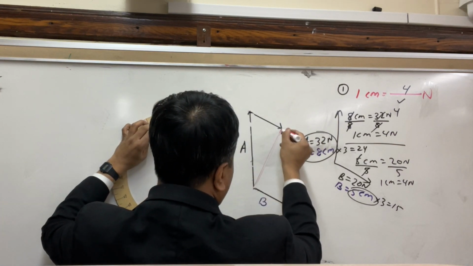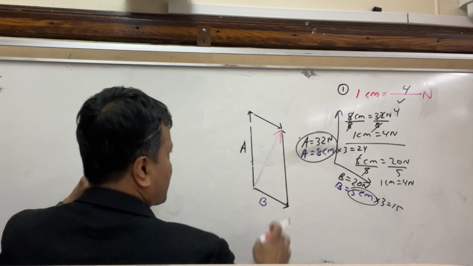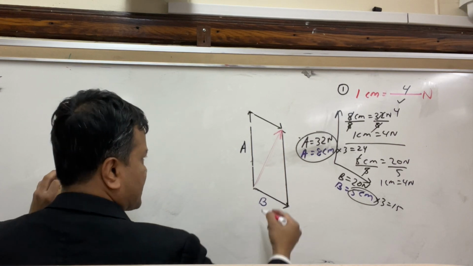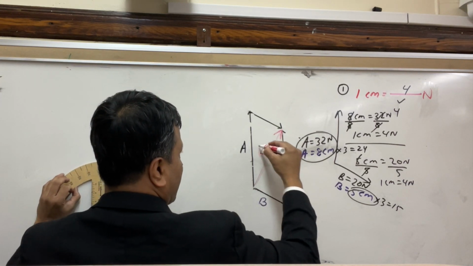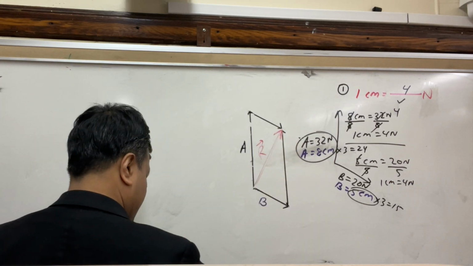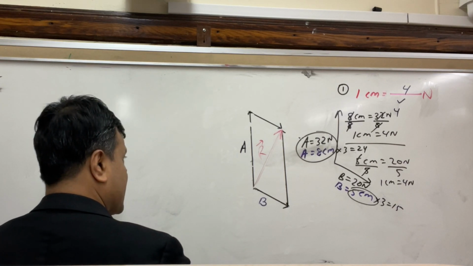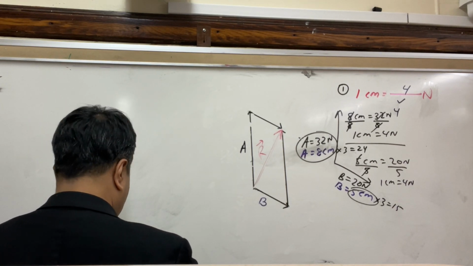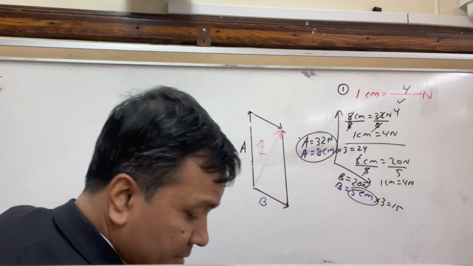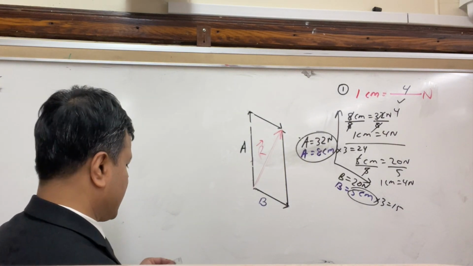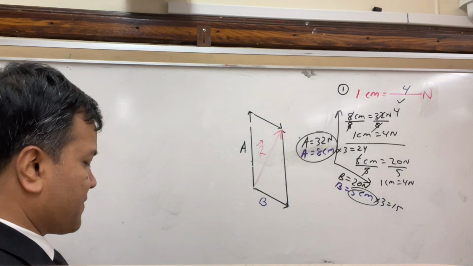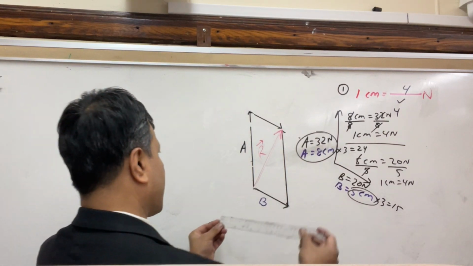So make sure you have the arrow. If you don't have the arrow, you don't have a resultant. And of course you're going to say R-hat. So this is your resultant. Now you're going to take the ruler to find the size of the resultant. Since you drew it to scale, you should get the correct size.